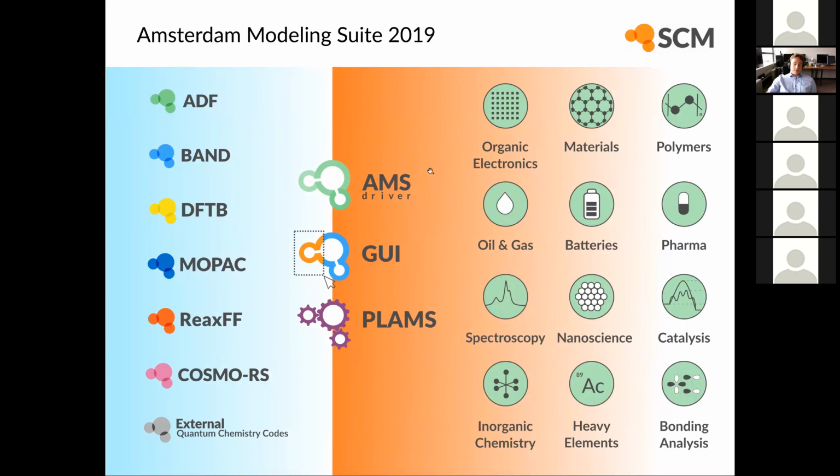So all of these programs, in a recent effort, we tried to merge into the so-called AMS driver, to have them as a single executable with the intention to share functionality across different programs. This gives our users access to a large number of different applications in various fields. And this is accompanied by a graphical user interface as well as a Python scripting environment. So the GUI is the graphical user interface, and PLAMS is the Python library for automating molecular simulations.